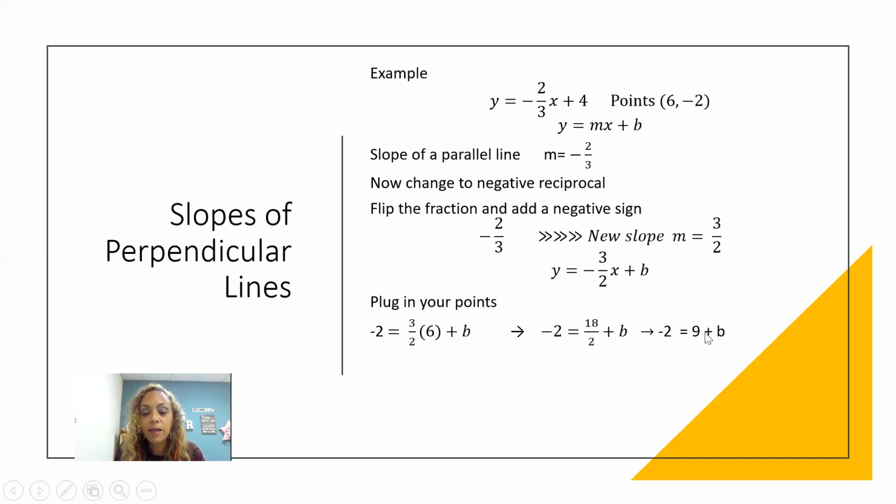Well, if we simplify that down, we get negative 2 is equal to 9 plus b, since 18 divided by 2 is 9. So b is equal to negative 11, once we move the 9 to the other side, it becomes negative 11. So now we can plug in m and b into our equation. And there we go: y is equal to 3 over 2x minus 11. All right.